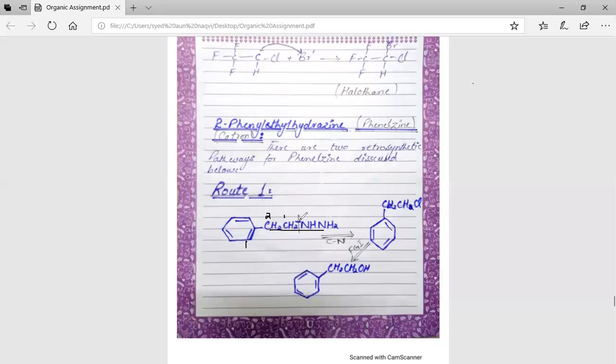So when we perform carbon-nitrogen dissociation between the ethane and hydrazine molecule, we will have 1-chloro-2-phenylethane.